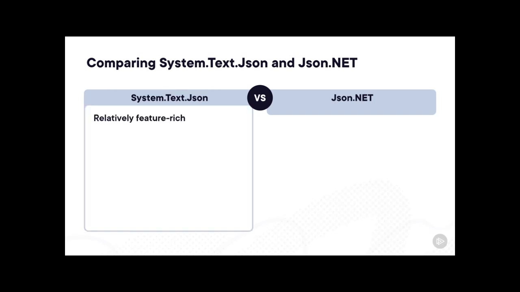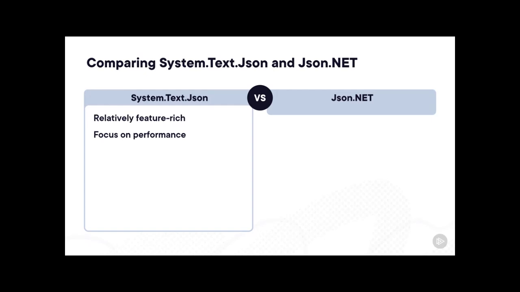System.Text.Json is relatively feature-rich, but its main focus is speed. In fact, the main reason it was created was to be able to provide high-performance JSON APIs that leverage modern additions like Span<T>.